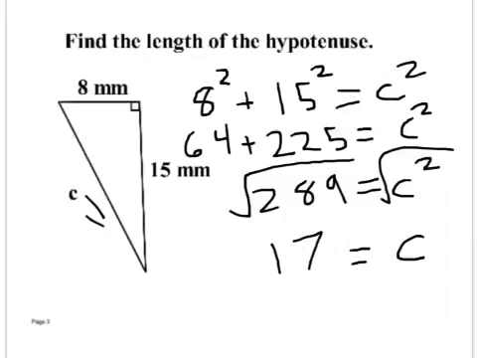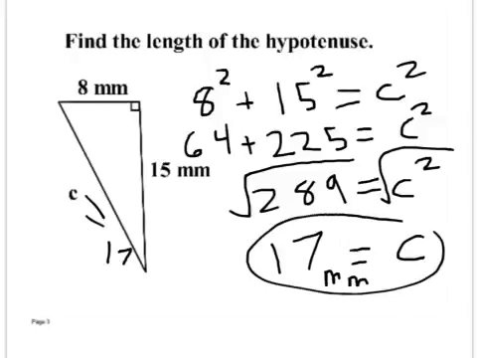Now, as we have done this, remember this would be plus or minus 17. Is there any way for c to be equal to negative 17? Can you have a negative distance? No. So we're not worried about plus or minus. We just know this is 17 and you need your units. It's 17 millimeters. So there's your answer.